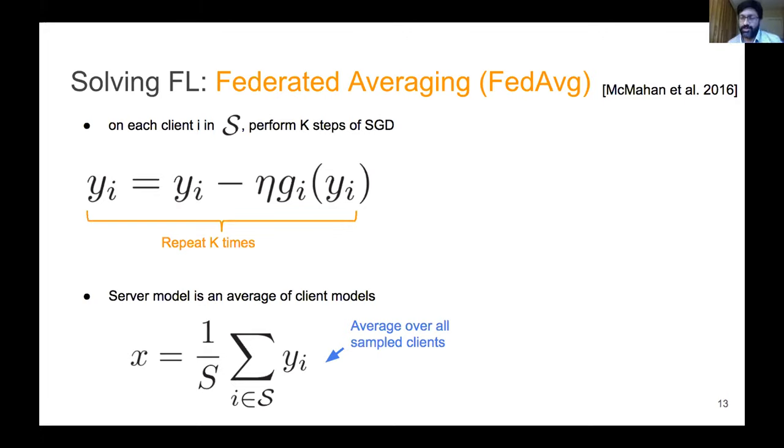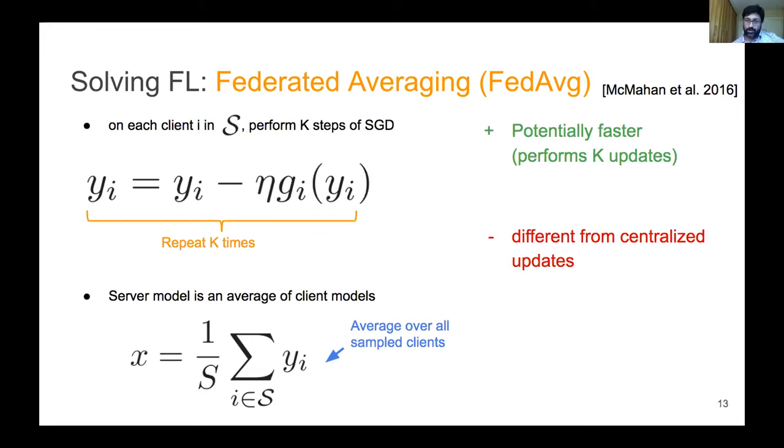Okay. So what is the intuition here? The intuition is that this should hopefully lead to faster convergence in the number of communication rounds, because now each client is doing some amount of local optimization. They're doing gradient descent locally up to k steps. So you might potentially be faster than SGD in terms of communication rounds. The issue here is that it is not actually minimizing the loss function that I wrote down at the beginning of this talk. So this differs from centralized updates. And in fact, it can be shown that this method may not converge to the right solution. So you have a benefit, you might have faster convergence, but you might be converging to the wrong point.